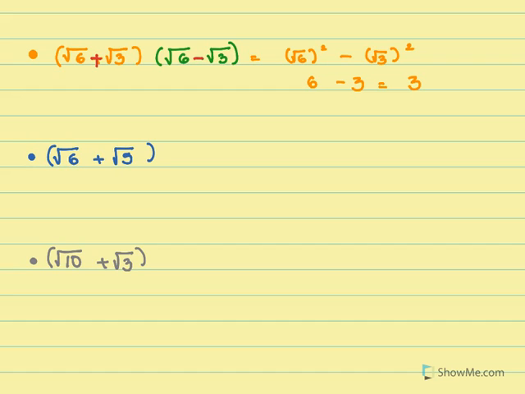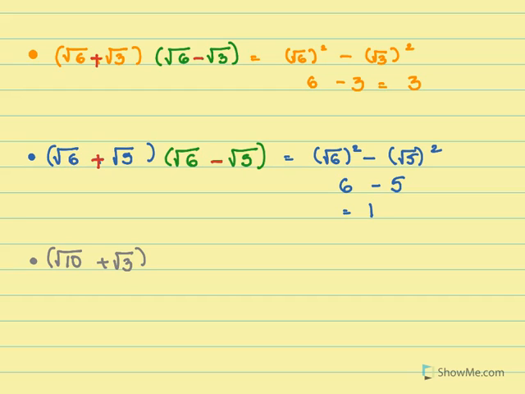For the next one, we have under root 6 plus under root 5, and its conjugate or rationalizing factor will be under root 6 minus under root 5. So this was A plus B, here I have A minus B, and for this the answer will be A plus B, A minus B, A square minus B square. So it would be under root 6 A, and under root 5 is the B. Under root 6 into under root 6 is 6. Under root 5 into under root 5 is 5. And the answer is 1.